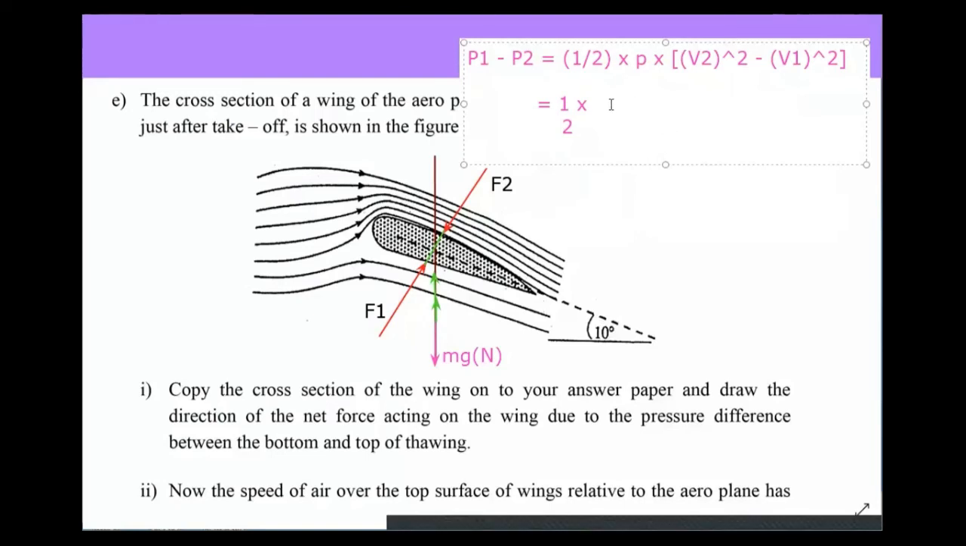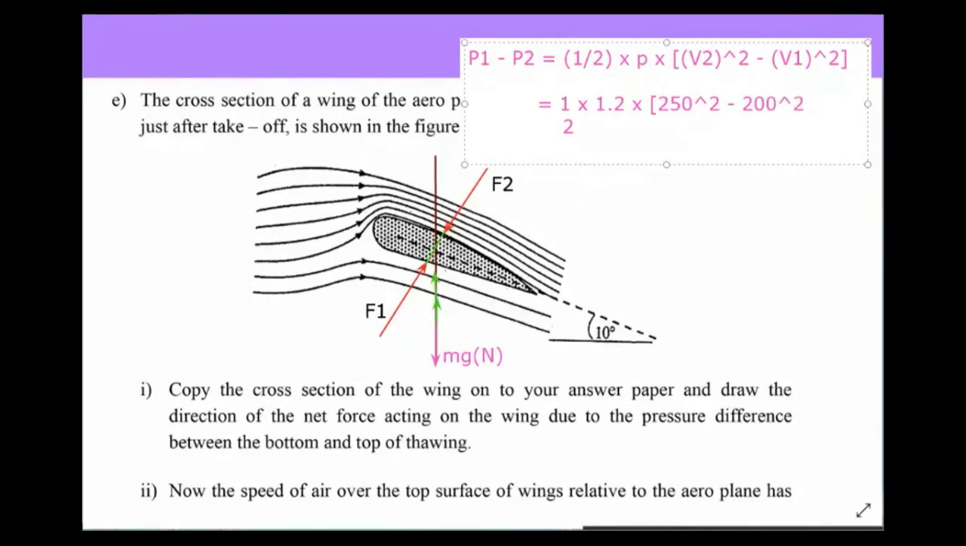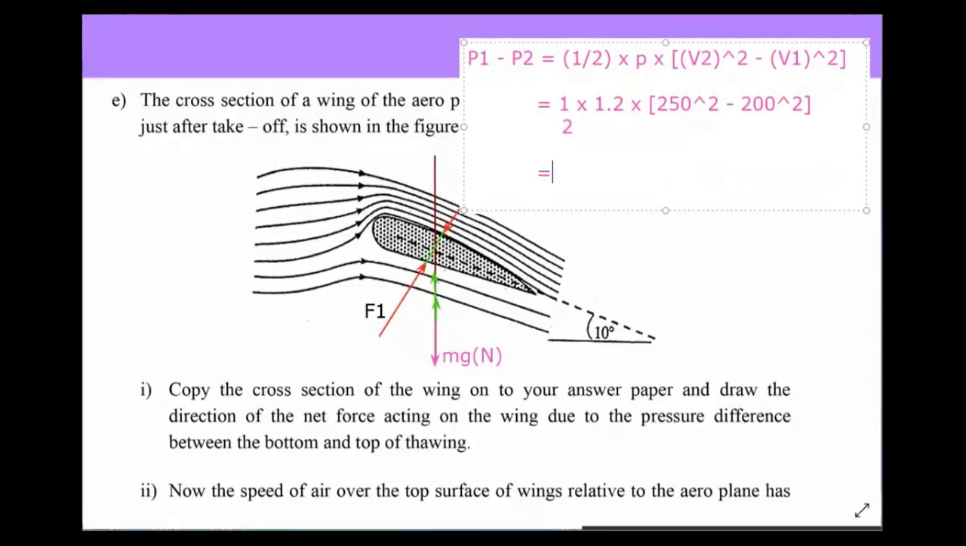Please don't be lazy, try to do it. Rho is 1.2, V2 is 250. You must obtain the square of it, minus V1 squared, V1 is 200. You should obtain the square of it like this. So 1.2 divided by 2 is 0.6, into 250 squared minus 200 squared.